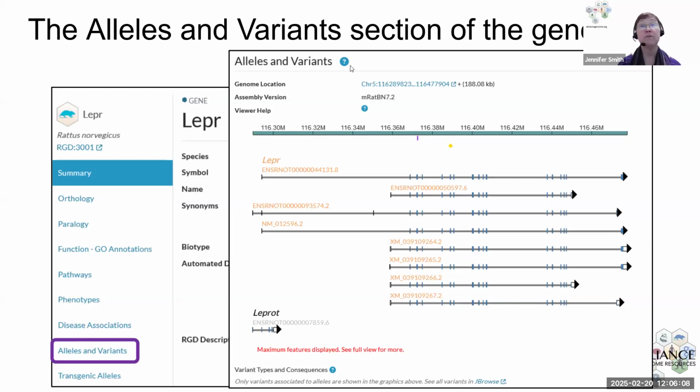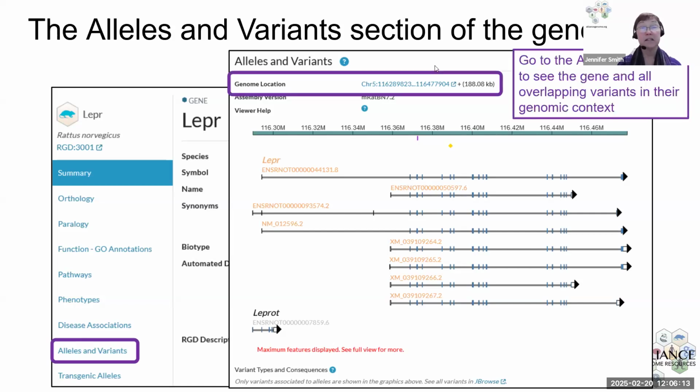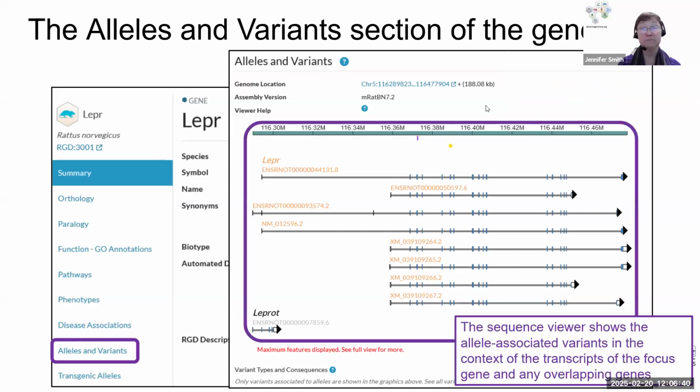In this case, it will give you the definitions of alleles and variants. The next line in this section is a link to JBrowse for the genome location of this gene. And if you click this, it will take you directly to the Alliance JBrowse, to see this gene and all of its overlapping variants in their genomic context. And I'll be talking about this again a little later in this presentation.